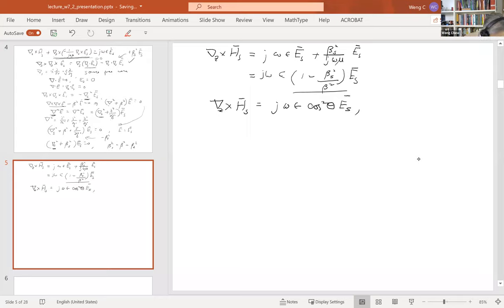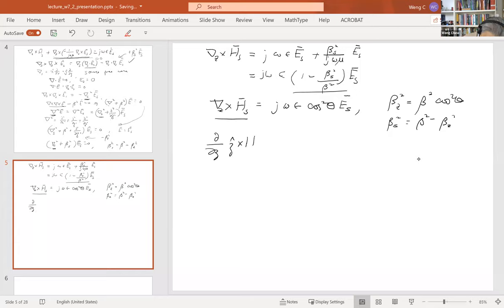Where cosine theta is defined this way: define beta z to be beta cosine theta, then beta S square is beta square minus beta z square, and that is the angle cosine theta, very similar to what we saw in the plane wave case. Then I'm going to write the left-hand side explicitly, and I'm going to get something like partial z cross H S. Okay, but write this del S operator. And then I would have E S, okay?